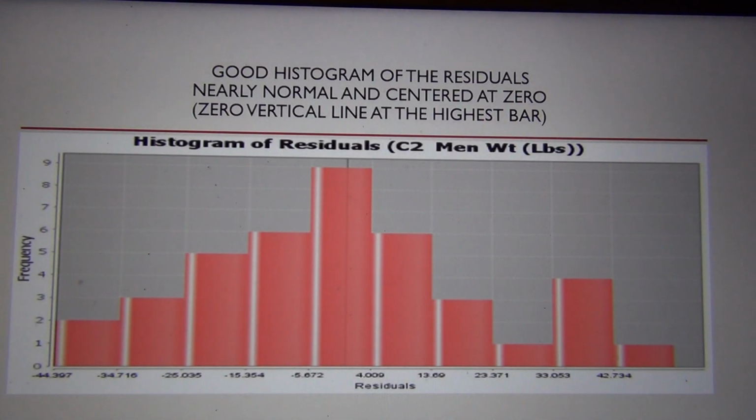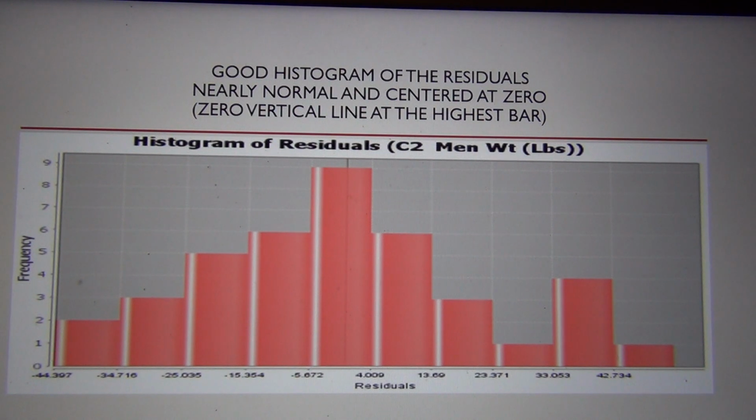So here's a good histogram of the residuals. This one was from men's weights, the y variable was men's weight, and what we're seeing here is that it is relatively, not perfectly bell-shaped, but relatively normal. It's pretty close to normal. It doesn't look very skewed right or skewed left, so it would pass that condition.